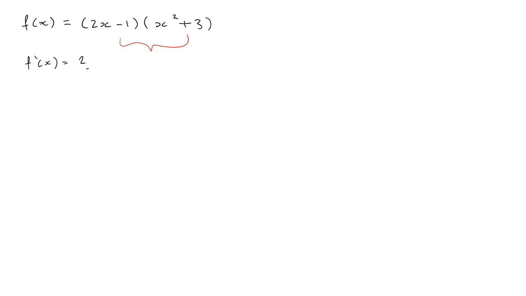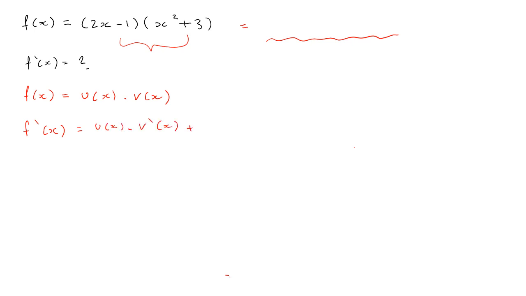Now, there are multiple ways to do this. You can either expand this out and then use the differentiation rules, or you can use the product rule. And the product rule goes, if f(x) is a multiple of two functions, let's say u(x) and v(x), then the derivative of f is equal to u(x) times the derivative of v plus v(x) times the derivative of u. You just need to memorize that, okay?